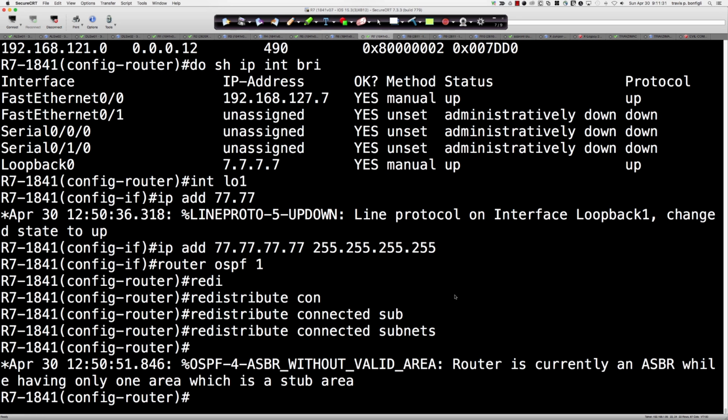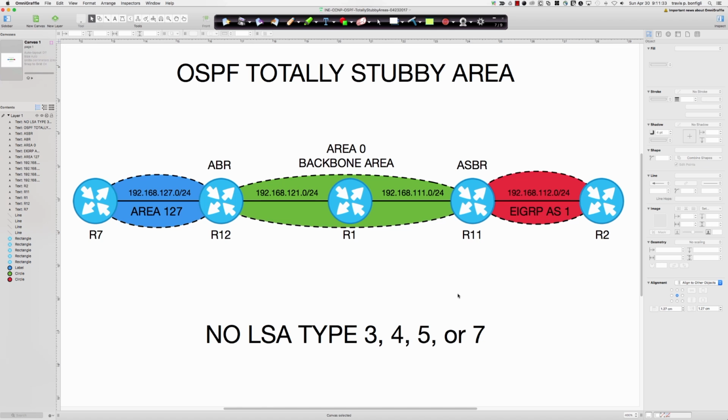So we'll remove that redistribution statement. And I've updated the diagram here. So we're talking about a totally stubby area. So again, no type 3s, no type 4s, no type 5s, no type 7s. So in area 127, we're only going to get the type 1s, the type 2s, and the default.